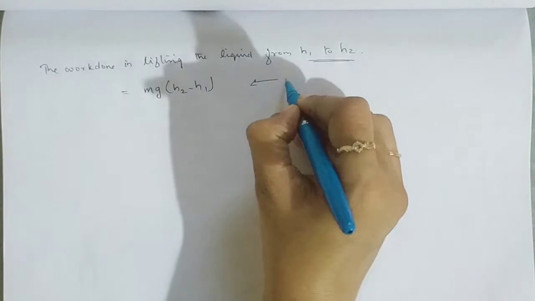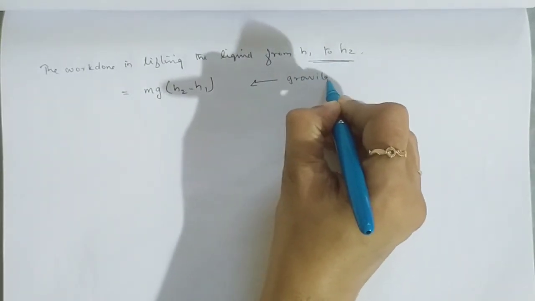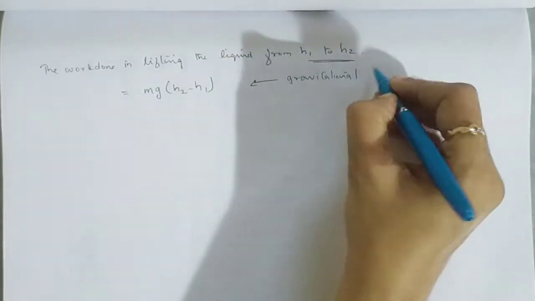So this work done is stored in the liquid as the gravitational potential energy. Similarly, we can write the kinetic energy. That is, there is change in the velocity. Here at the end A, the velocity is V1, end B, velocity is V2. ഇവിടെ ഏരിയ ഓഫ് ക്രോസ് സെക്ഷൻ A1 ആണ്, ഇവിടെ ഏരിയ ഓഫ് ക്രോസ് സെക്ഷൻ A2 ആണ്.